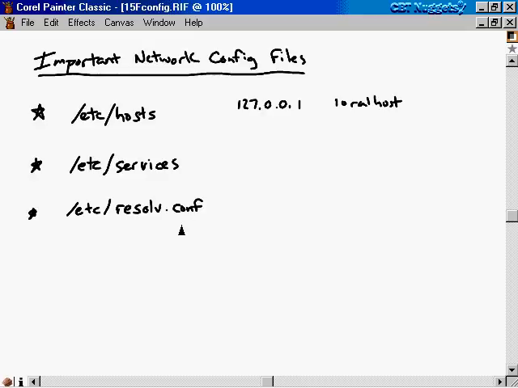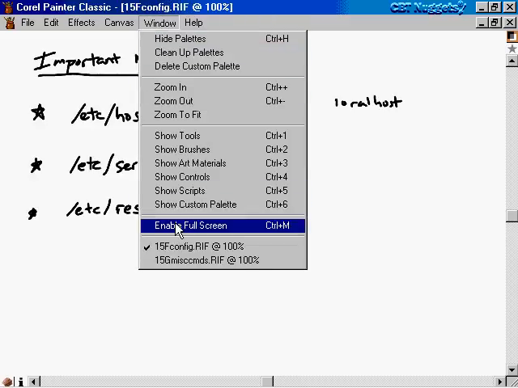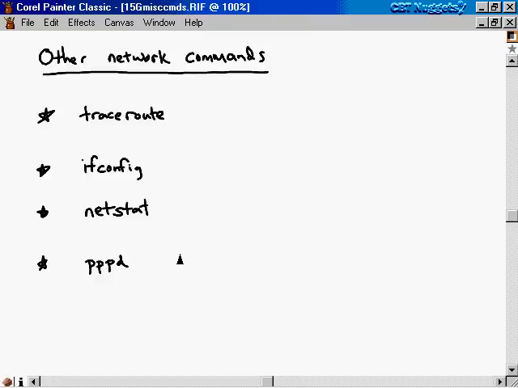So this file would be empty. But if you have a static IP line, a static IP address, then you probably also have static name servers that you're supposed to use, and so they would go into resolv.conf. All right, so those are some important network configuration files.